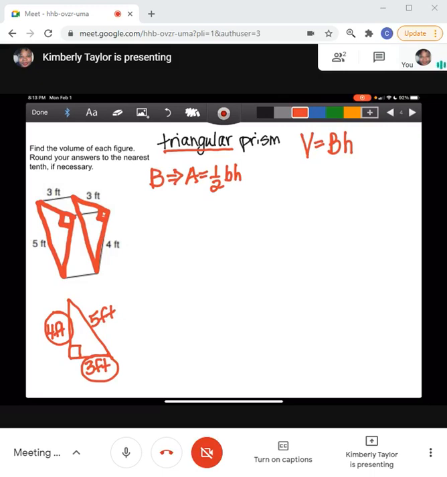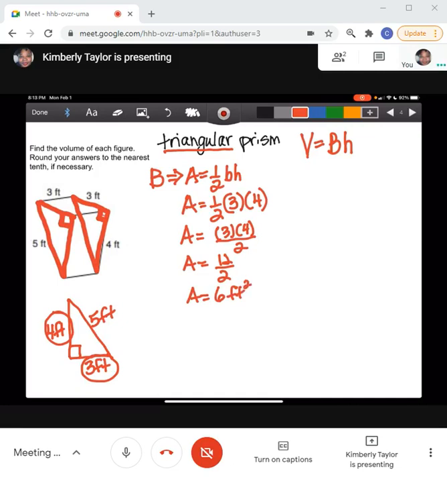So the area is going to be equal to 1/2 times 4. Wait, hold on. Let me do it right. 1/2 times 3 times 4. So the area of the base is 3 times 4, divided by 2, and you get 12 over 2. So the area of the base is going to be 6. So that's what we have so far, 6 feet squared.